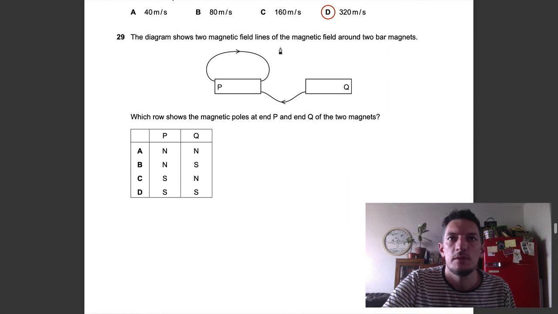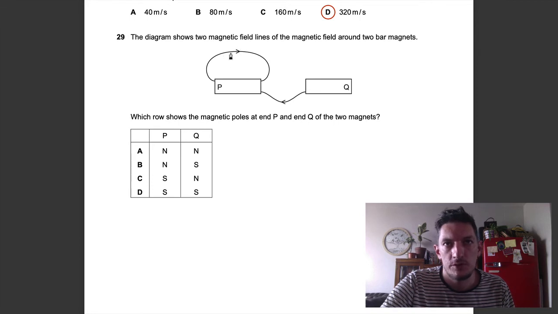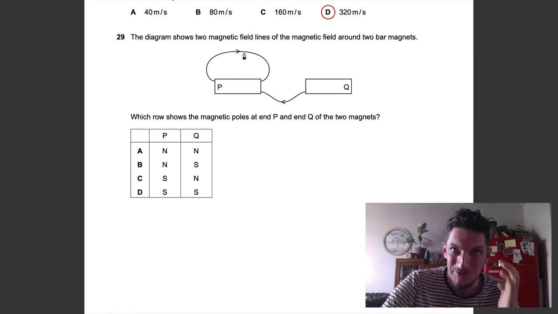This diagram shows two magnetic field lines of the magnetic field around two bar magnets. Okay. Which row shows the magnetic poles at P and Q? Now remember, these things go from north to south. The arrow points in the direction a compass would point, and a compass points north. Okay. And north gets attracted to south. And also these lines go from north to south. Hence P is a north. This is a north and that's a south.